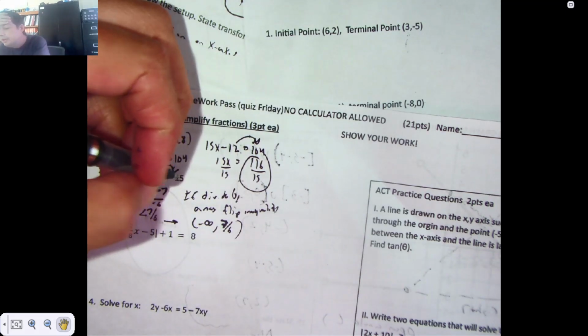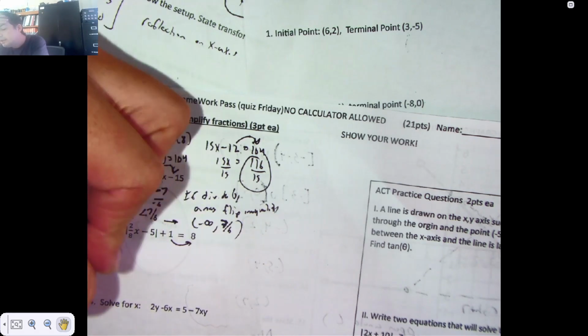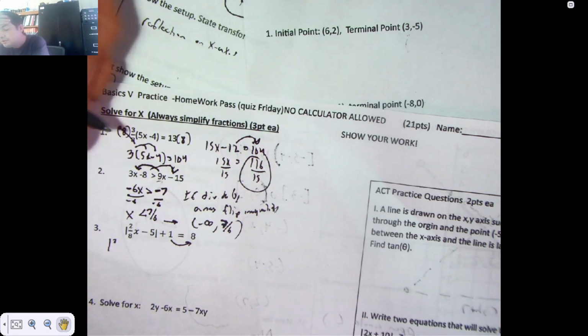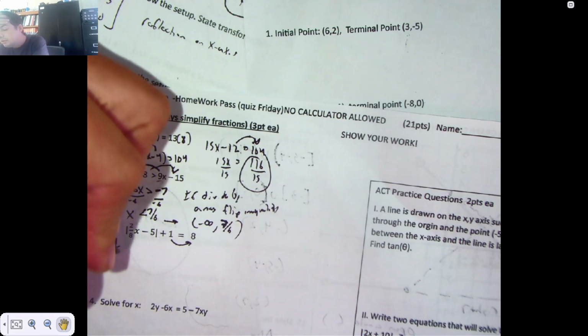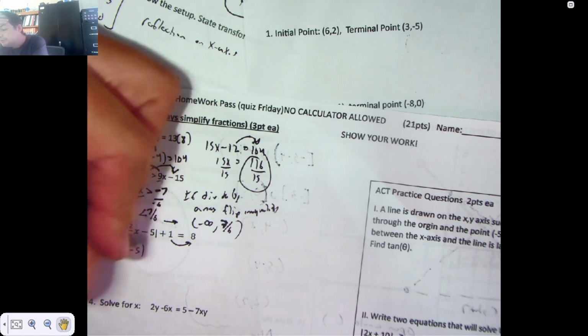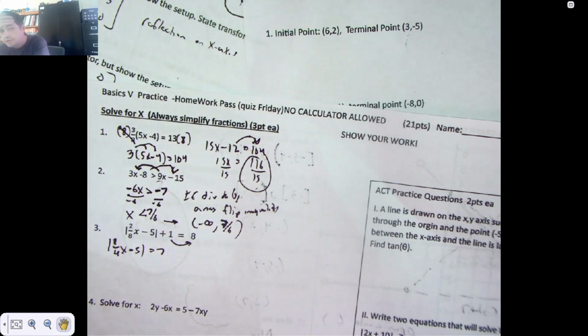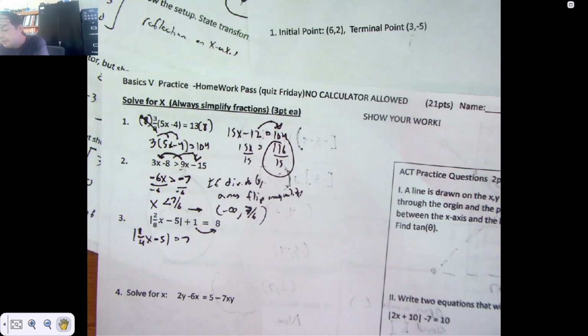Moving on to number 3, I subtract 1 from both sides. Absolute value of, I don't know why it says 2/8, but whatever, a quarter x minus 5 is equal to 7. I reduce the fraction. Now I'm going to write 2 equations.